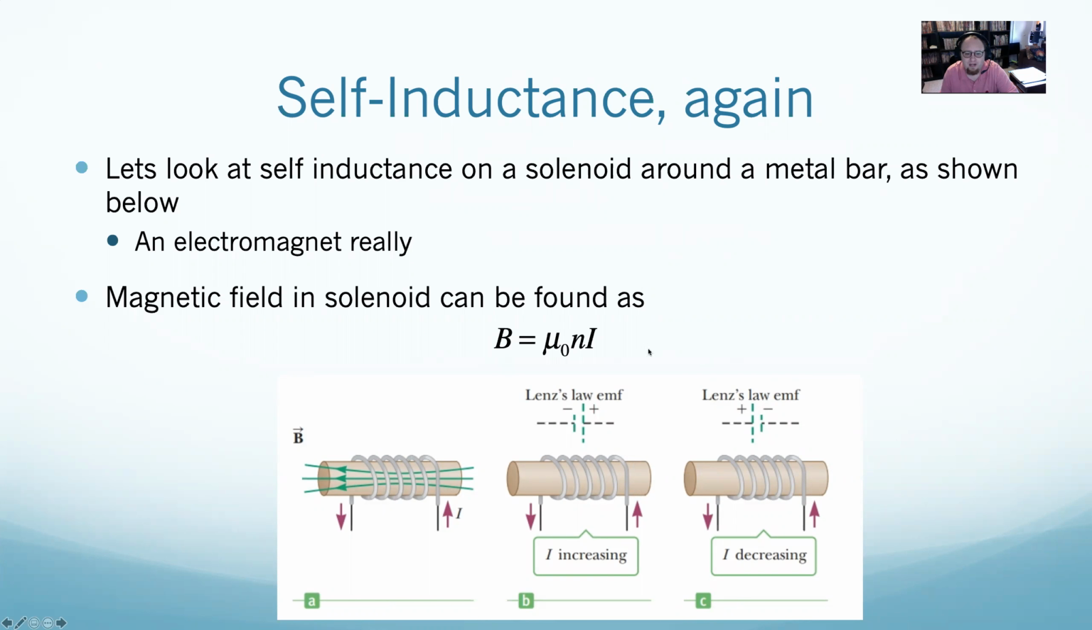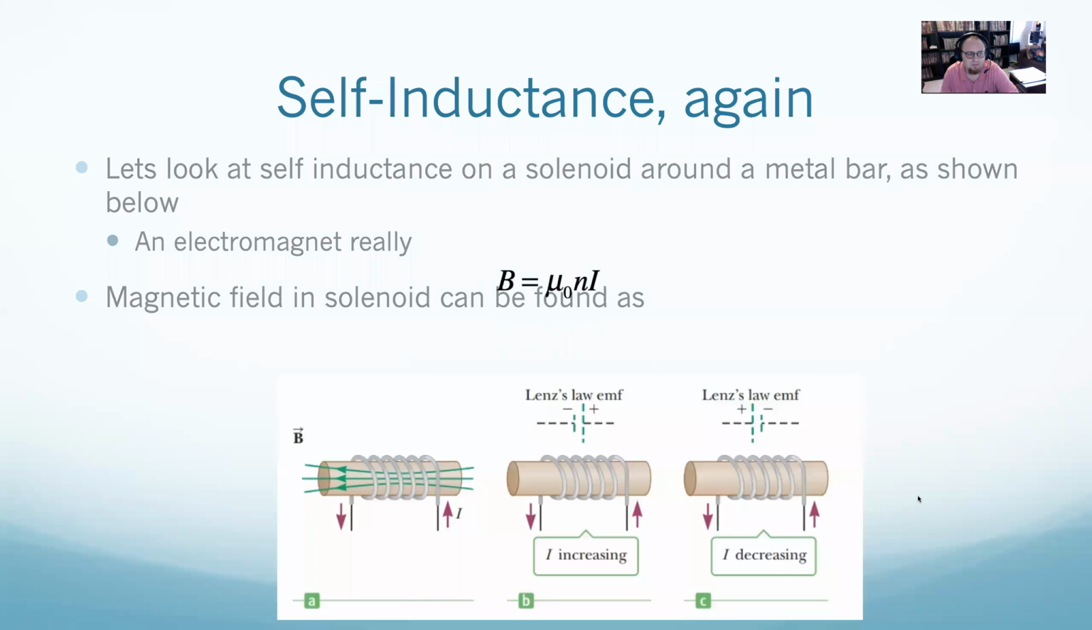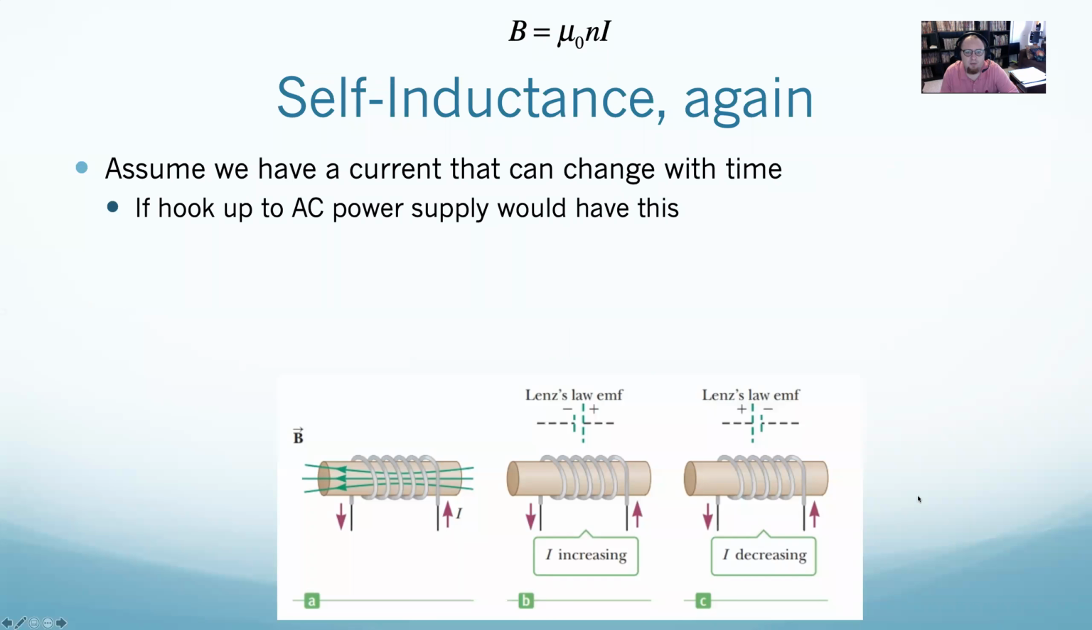Now, we know the magnetic field in a solenoid is mu naught n i. We covered that last chapter. Well, n is the number of turns per length. And let's say that is what we put the current through. We're going to take this solenoid and put some current through it. Well, let's say instead the current changes with time.